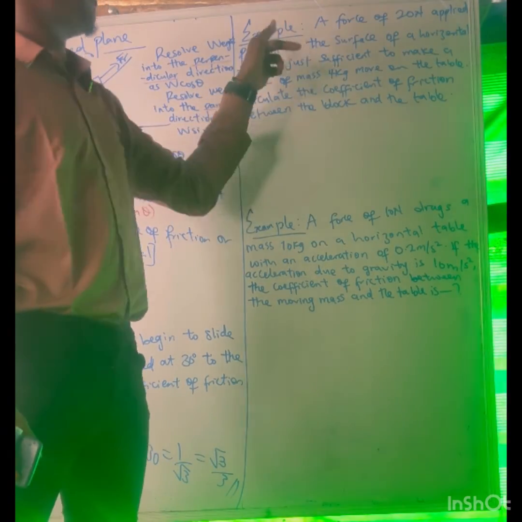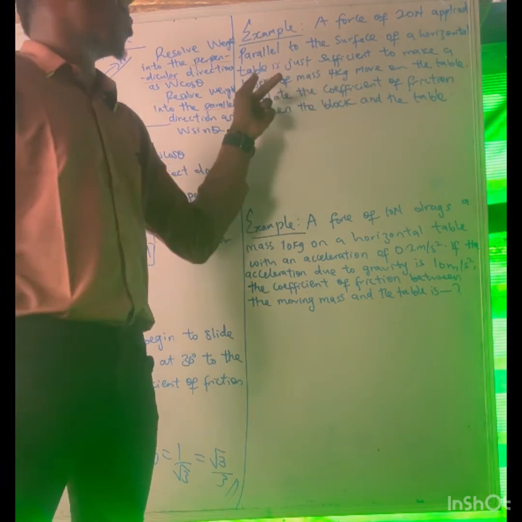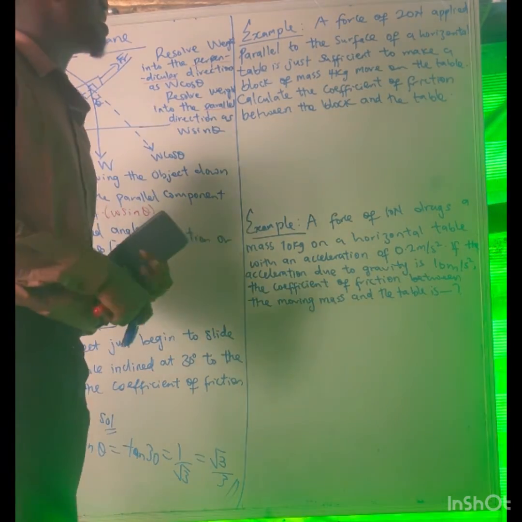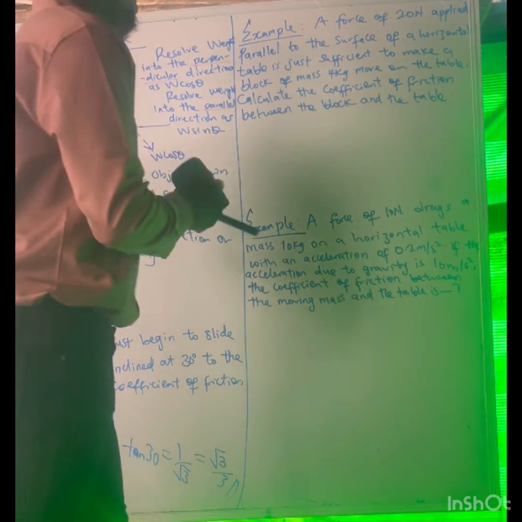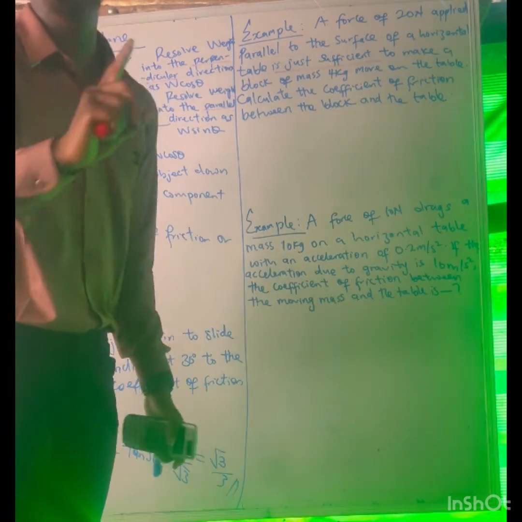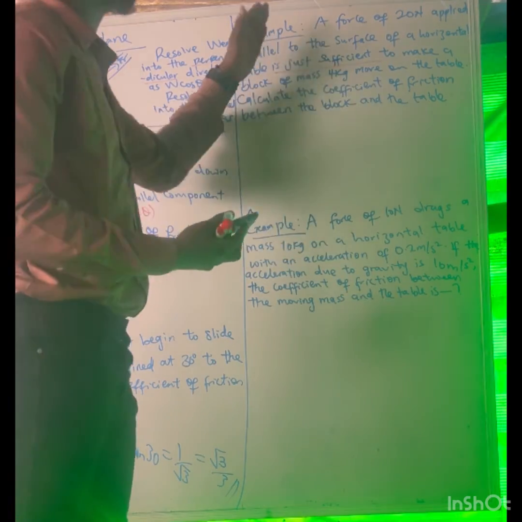Okay, the next example we'll be talking about now is that a force of 20 Newton is applied parallel to the surface of a horizontal table. It's just sufficient to make a block of mass 4 kg move on the table. Now listen to this. They say it's just sufficient. That means that the body is not moving yet. It is about to move. That simply means the body is at rest.